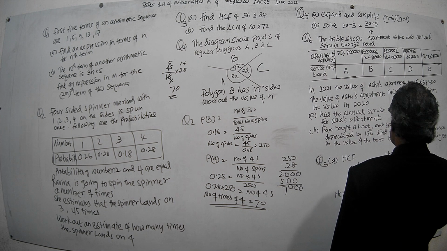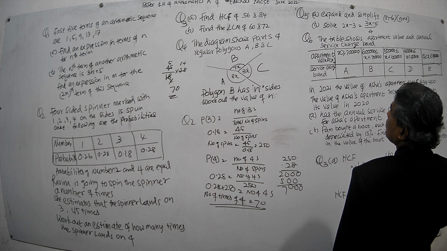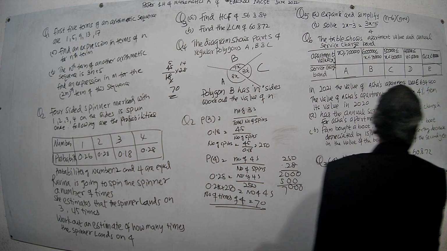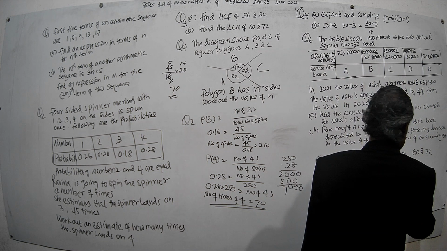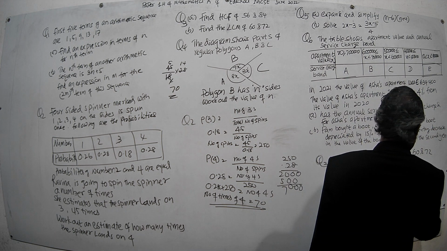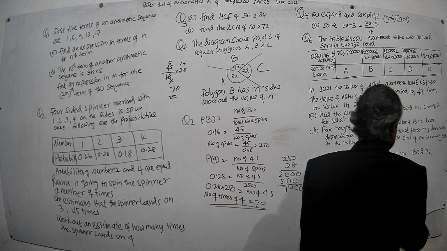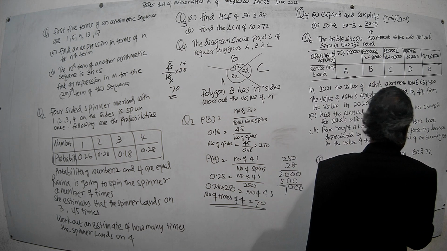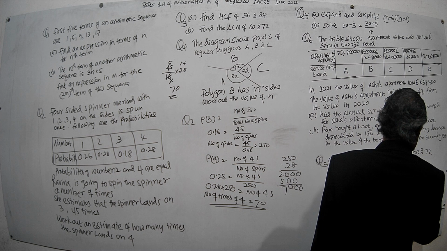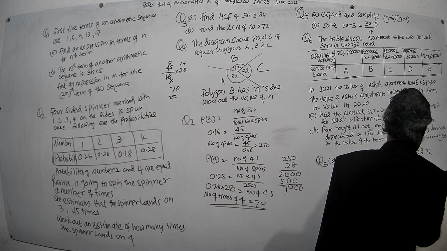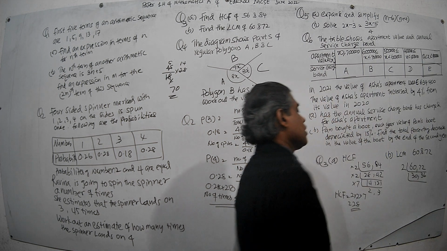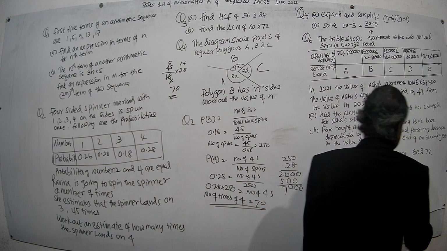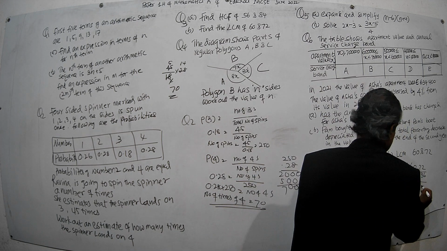LCM of 60 and 72, same way. Put 60 and 72 in the same format: go on dividing by prime numbers. Two times you can divide both by 2, then divide by 2 again. That is 30 and 36. Then divide again by 2: 30 divided by 2 is 15, 36 divided by 2 is 18.